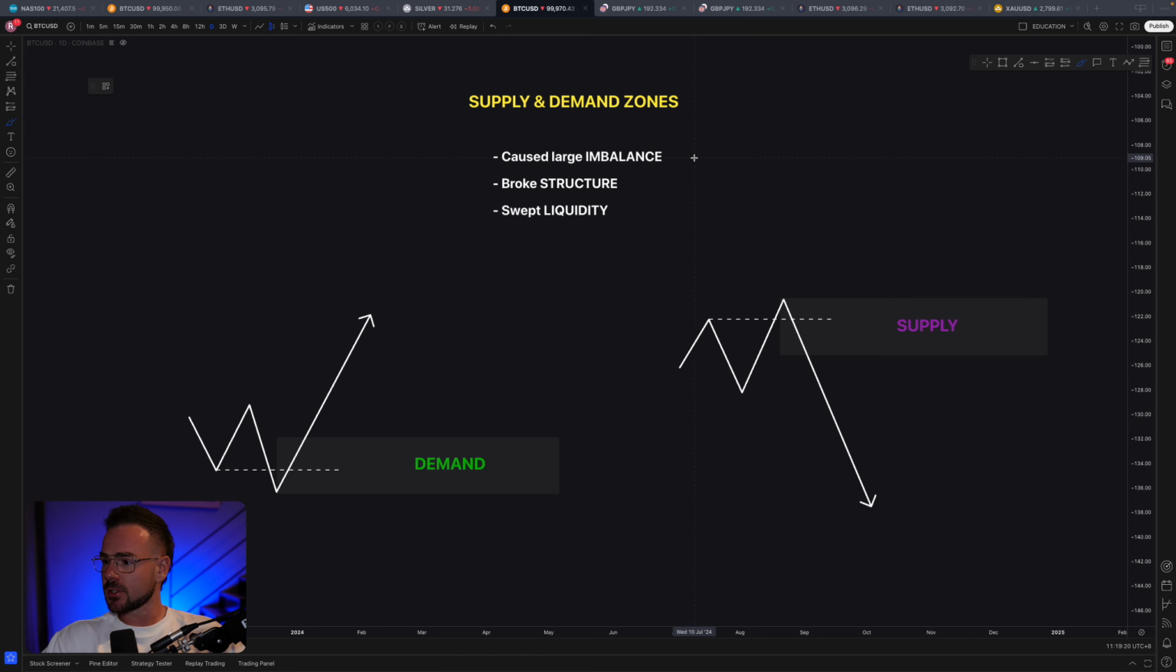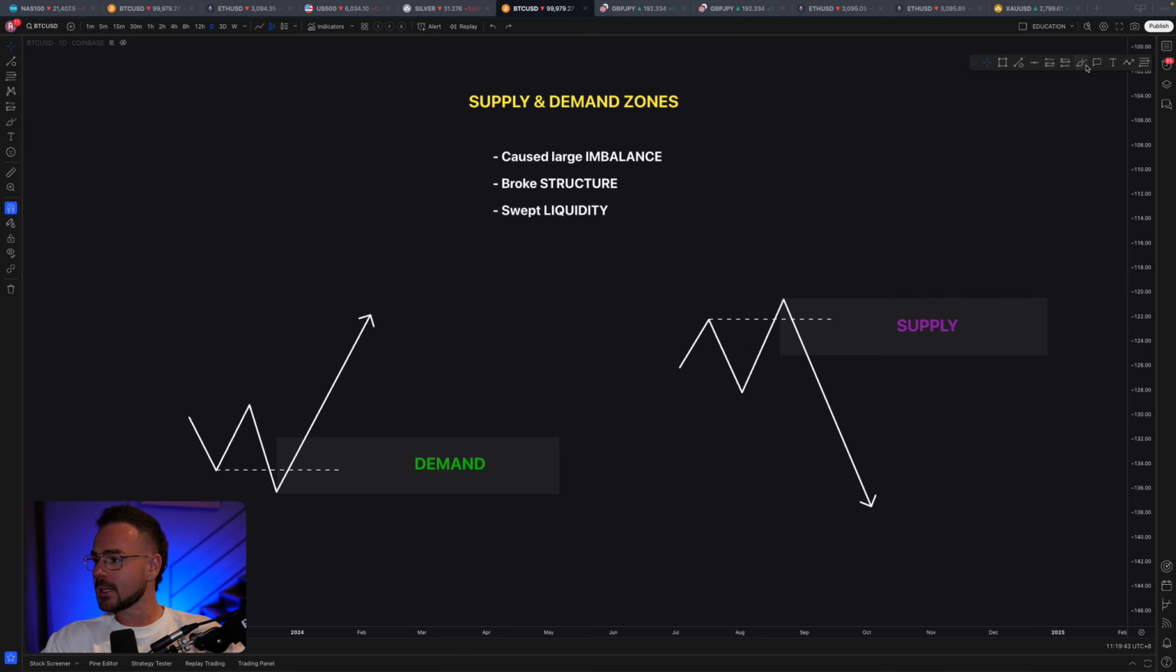We want to find the zones that cause the largest imbalance. We want to find zones that broke structure, broke those 3 candle swings that we talked about in the previous lessons, and also swept liquidity. We covered this in depth in the previous lesson on liquidity, why it's very important to see liquidity swept and a liquidation before we trade in that direction. So let's go through the diagrams and we'll break this down nice and slowly.